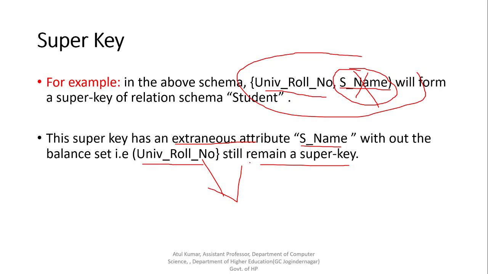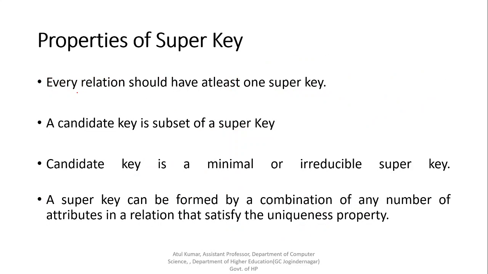So next, what are the different properties of super key? The first property is every relation should have at least one super key. So if we have a relation, then there must be at least one super key. The next is a candidate key is a subset of super key.